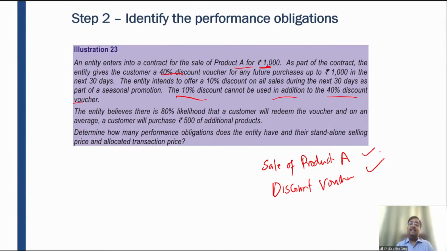So the question is asking about the total. What is the total transaction price, friends? In this case, the total transaction price is 1,000 rupees. So the question is asking, out of 1,000 rupees, what will be the allocated transaction price for the sale of product A and the discount voucher. So friends, let me solve this example in my Excel file.